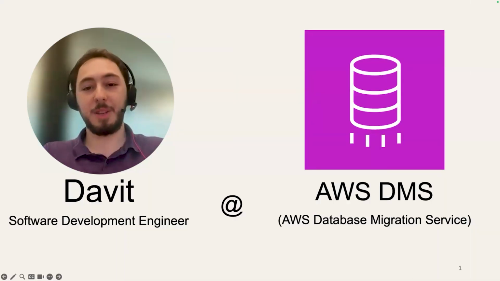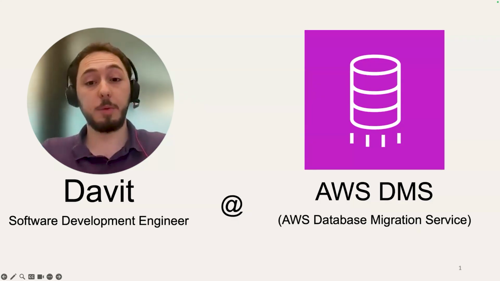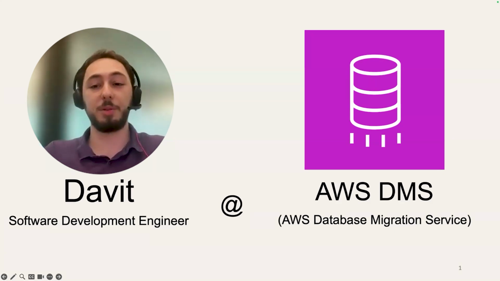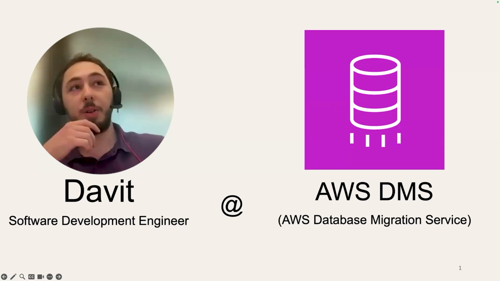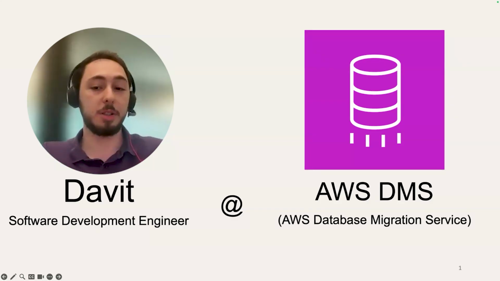Hi, everyone. I'm Davit. I'm a software development engineer at AWS DMS, which stands for Database Migration Service. And here at DMS, we know firsthand what it's like to debug multi-threaded applications at scale. And I have to say that race conditions are one of the hardest and scariest issues to debug. So I'm here to talk about one of the examples from my time at DMS, one of the trickiest race conditions I've seen, and I had to solve.